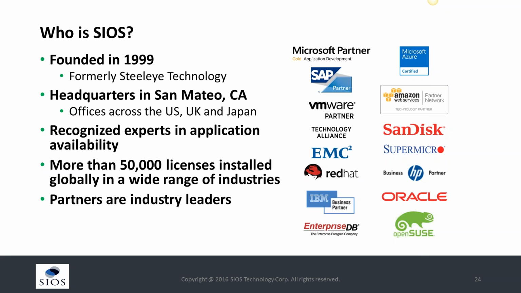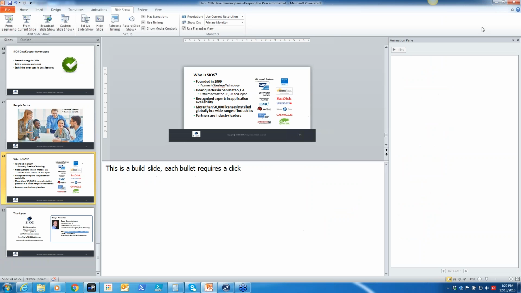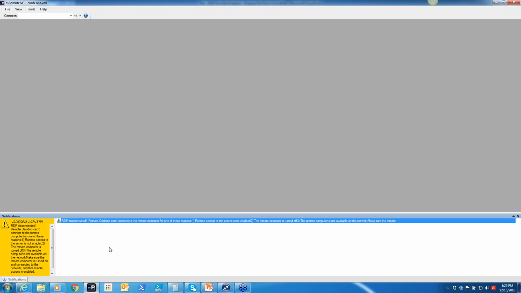SIOS is focused on high availability and disaster recovery on the Windows and Linux platforms, and that's really their primary focus, with 60,000 licenses installed worldwide, and you see all the partners here. So I'd like to take just a moment to give you a little product demonstration of the Datakeeper solution so you can see how it might fit into your infrastructure here.